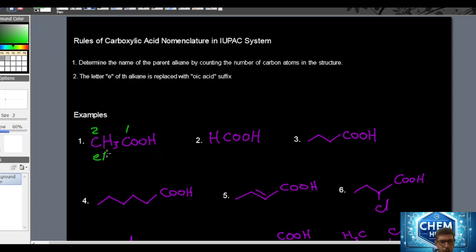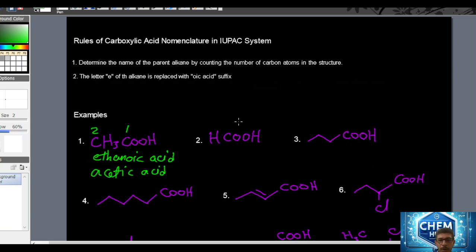So this should be called eth because you have two carbon atoms, eth and then ane, and then you have to add the suffix oic. So this is called ethanoic acid. Another common name for this compound is acetic acid, but this is a common name actually.